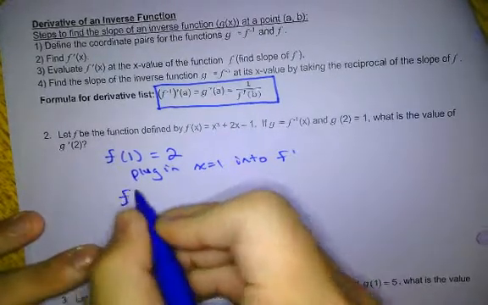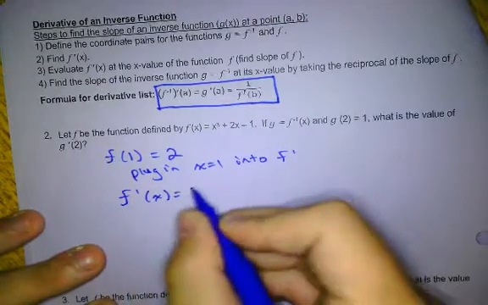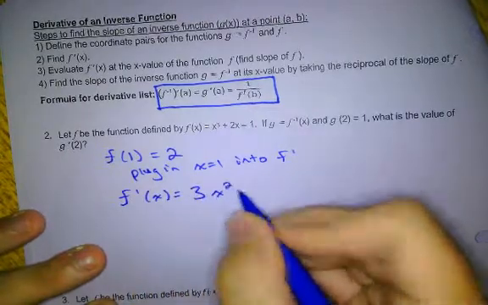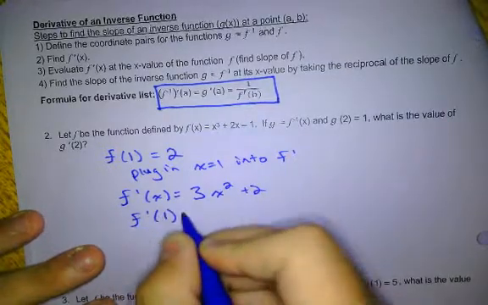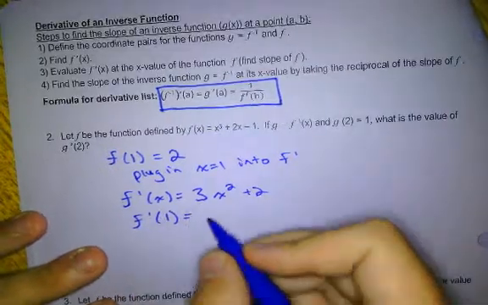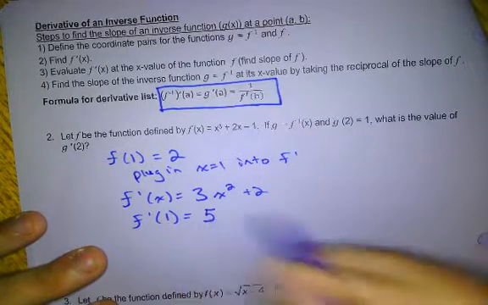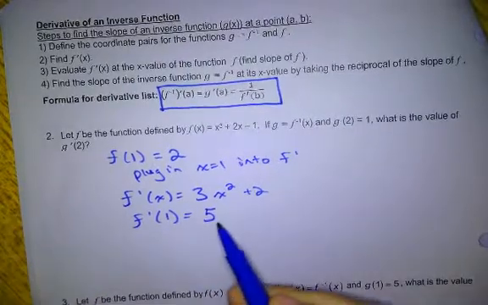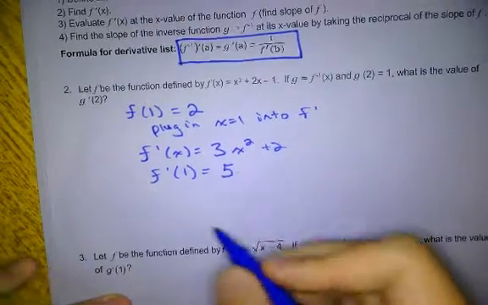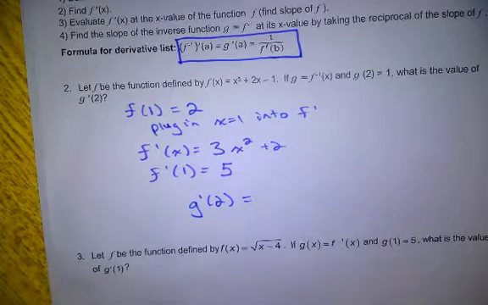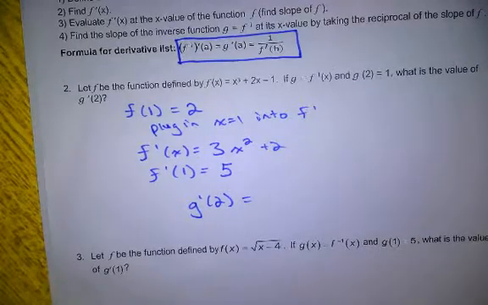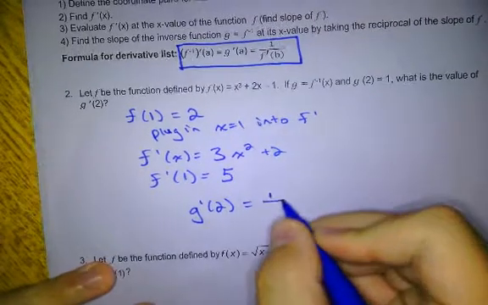What is f prime? 3x squared, I hear it, plus 2. What is f prime of 1? So what's my answer going to be then? I just said it. What do you need to do once you get the f value? Just flip it and call it a day.